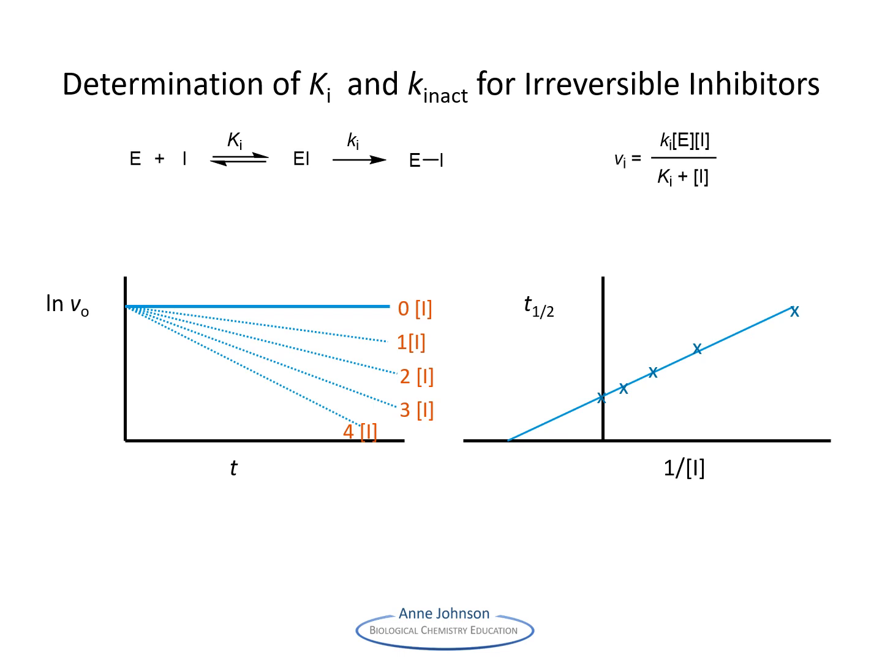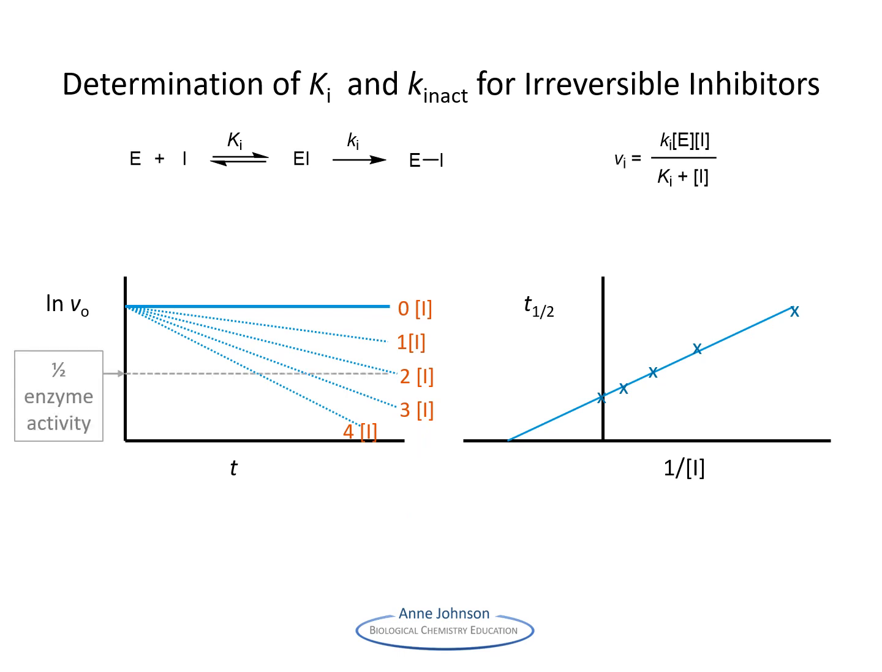There are a number of different ways to determine the equilibrium constant and rate of inactivation. At the heart of these methods is the fact that inactivation is time-dependent. You can see this on the graph on the left, where ln of V0 is plotted as a function of time. The different lines on the plot represent different concentrations of inhibitor. The horizontal line has no inhibitor present and represents full activity.